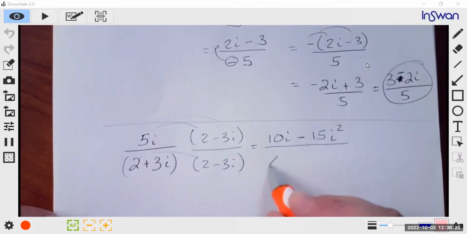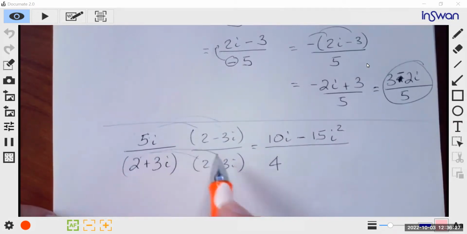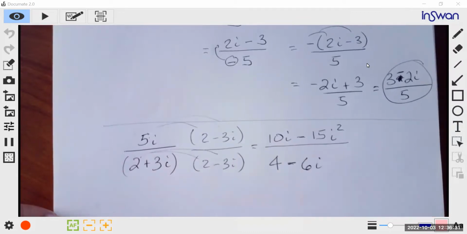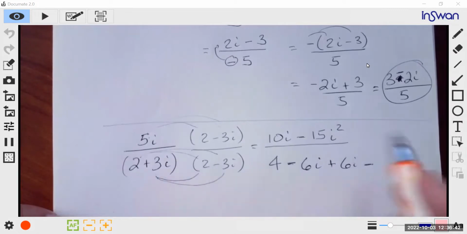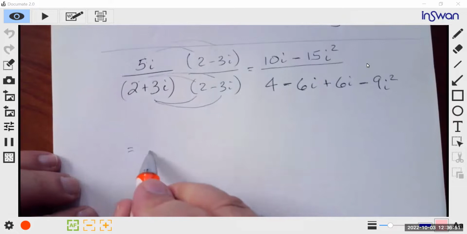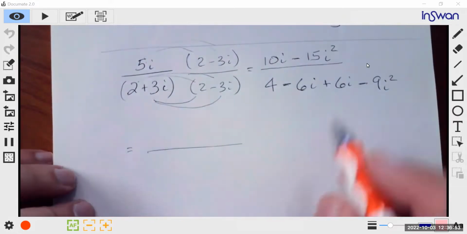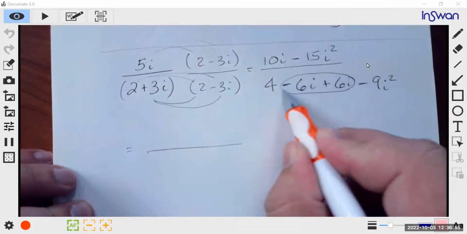2 times 2 is 4. Positive times negative is negative. 2 times 3 is 6I. Positive times positive is positive. 3 times 2 is 6I. Positive times negative is negative. 3 times 3 is 9. I times I is I squared. These two cancel out.